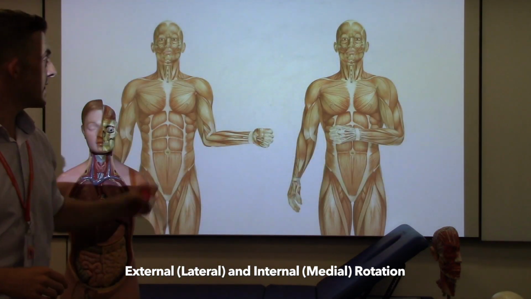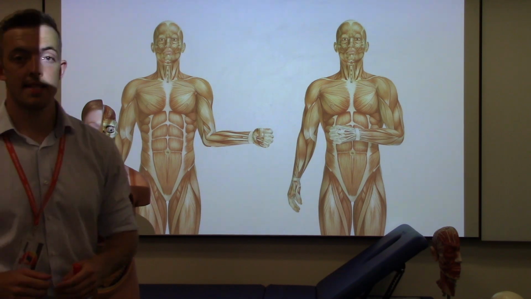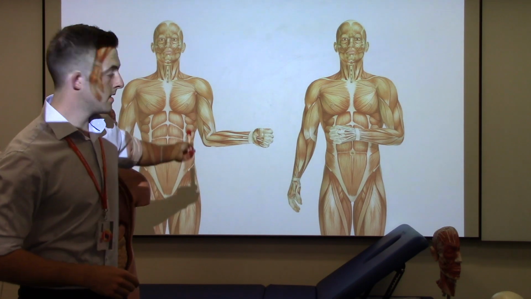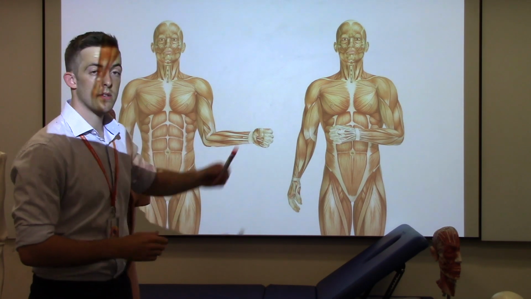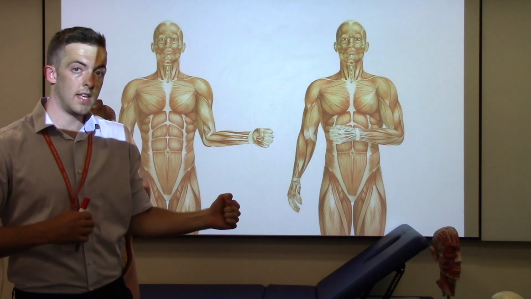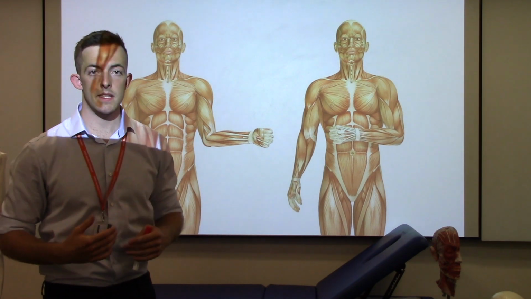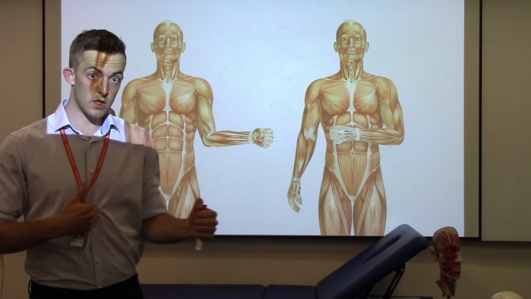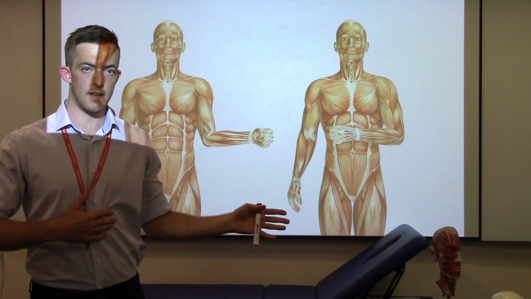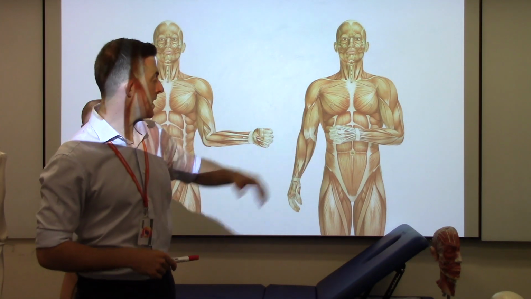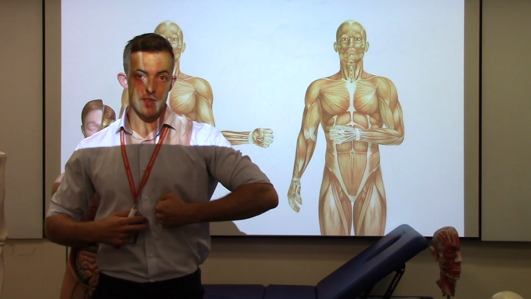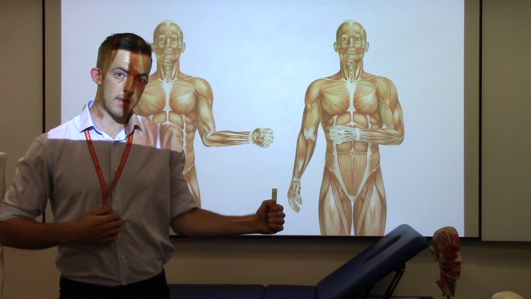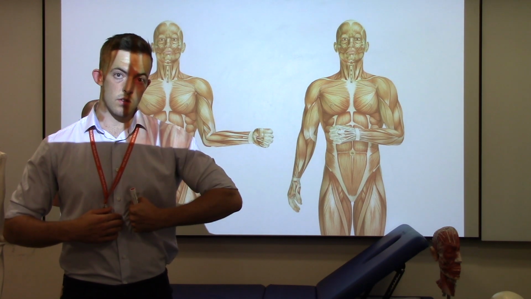So on the slide here, we see an individual who is externally and internally rotating their arms. On your right, so here, you see this individual is externally or laterally rotating. So lateral means relative to that median line, the middle line, is going towards the side of the body, so away from the midline. And on the other side here, this individual is internally rotating their arm, and that's moving towards the midline. So lateral, away from the midline, medial rotation towards the midline.